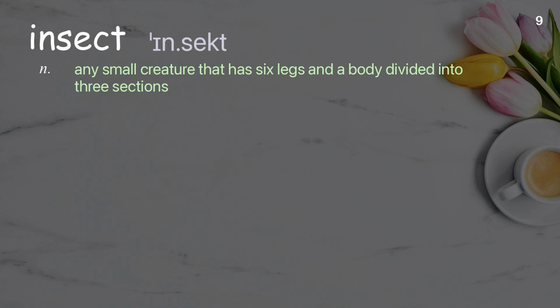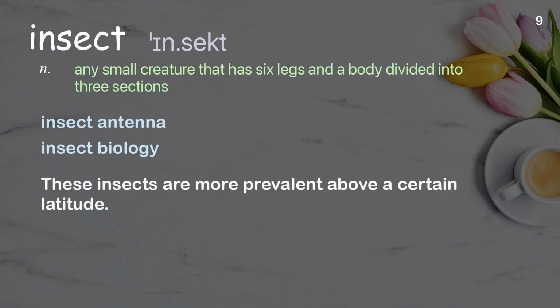Insect. Any small creature that has 6 legs and a body divided into 3 sections. Examples. Insect antenna. Insect biology. These insects are more prevalent above a certain latitude.